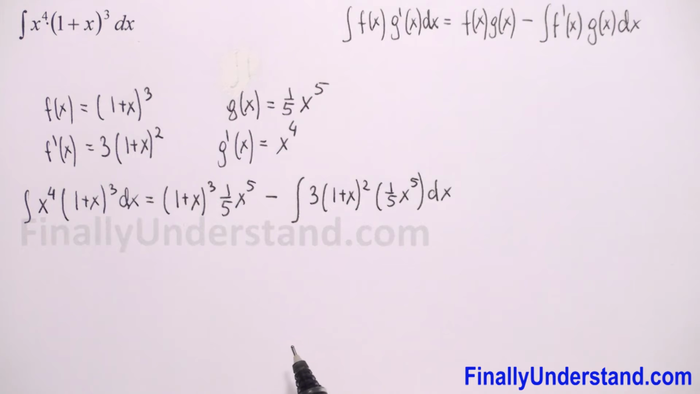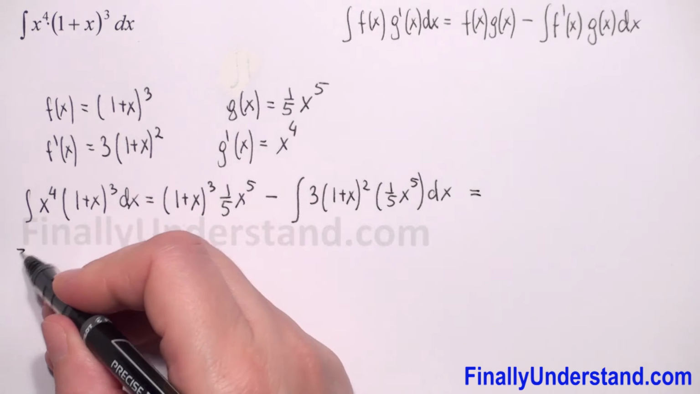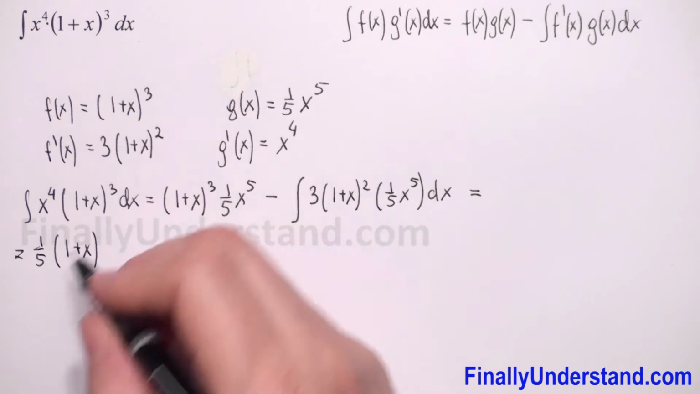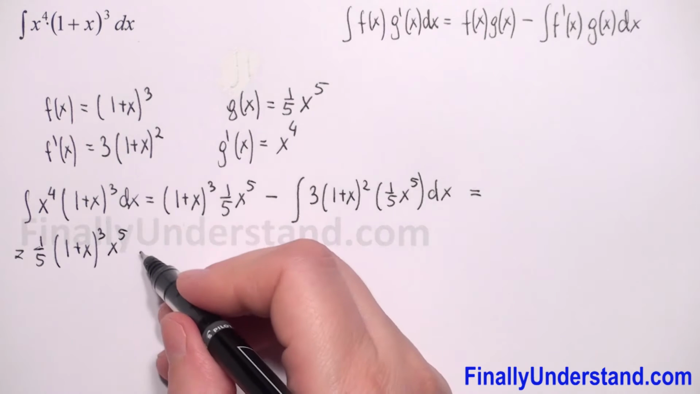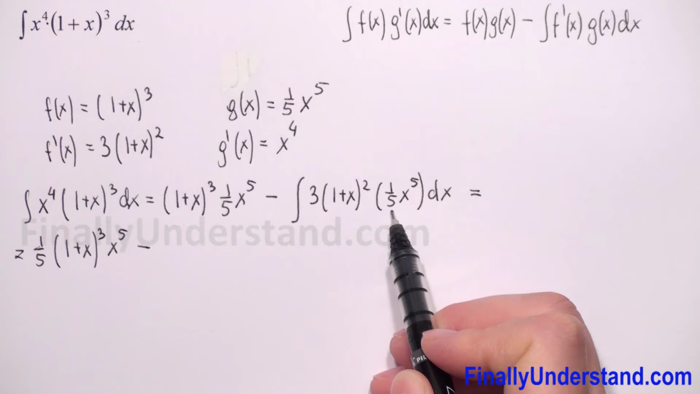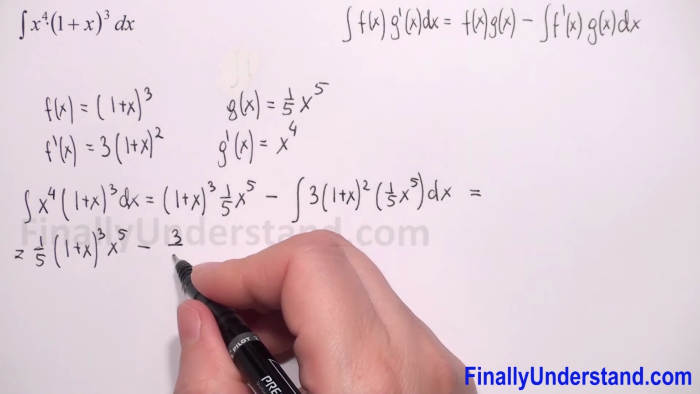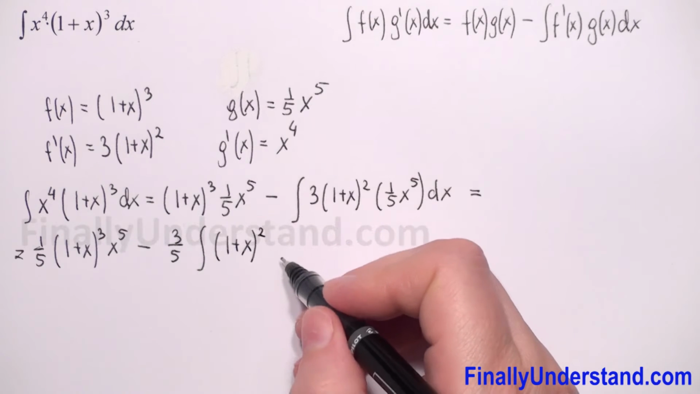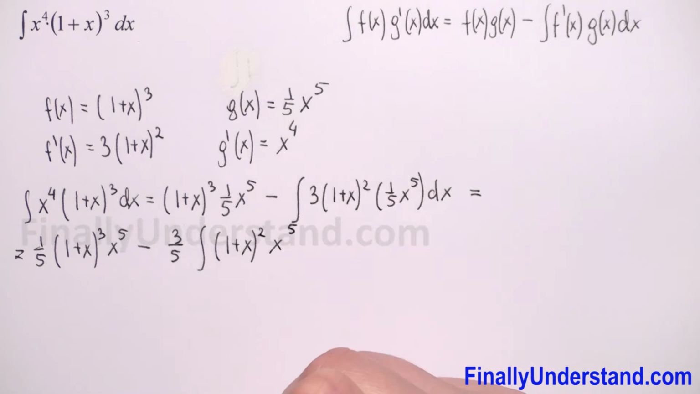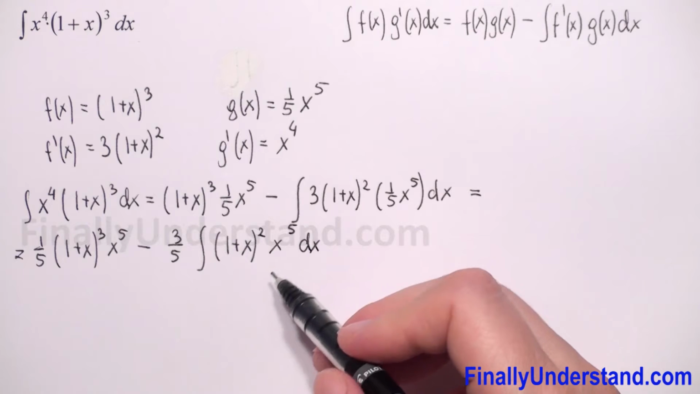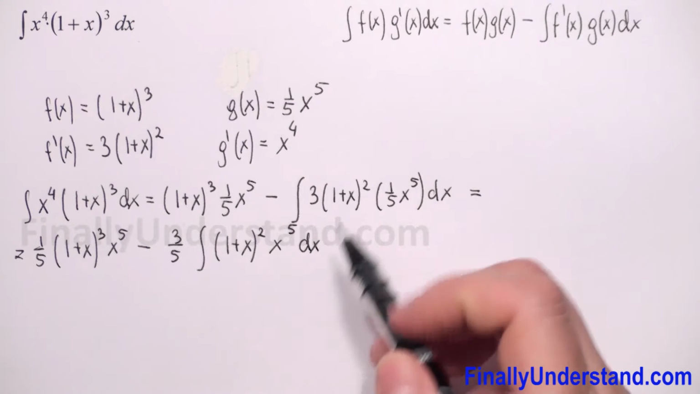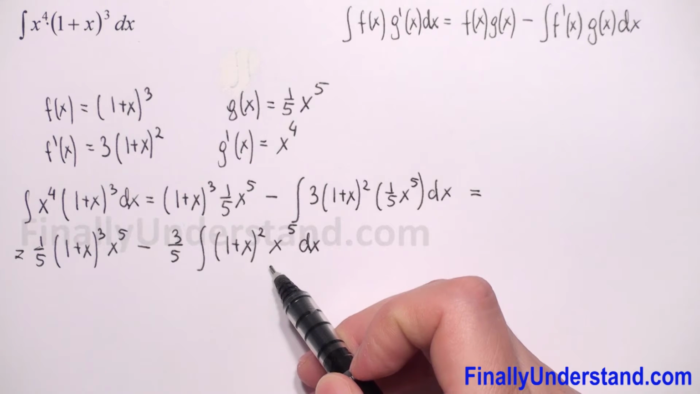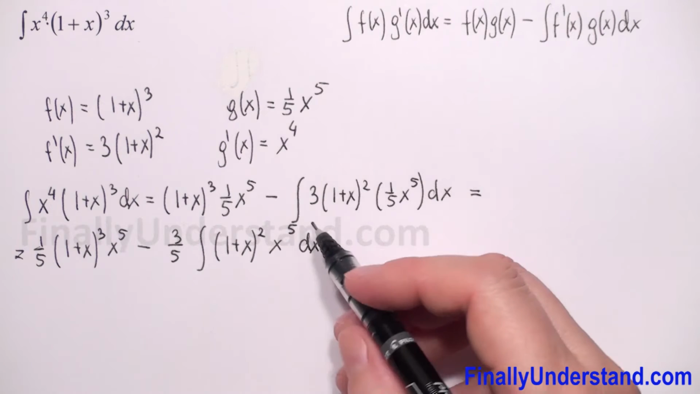So let me first do a simplification. So this is equal to, we first put the constant 1 over 5. Next we have 1 plus x cubed, x to the fifth we copy, and we have a negative sign. 3 times 1 over 5, we can take before the integral. So it will be 3 over 5, and we have the integral of 1 plus x squared times x to the fifth power with respect to x. Next we can use integration by parts one more time, or you can expand the square of 1 plus x and use the power function formula for integrals. But let me do integration by parts one more time.